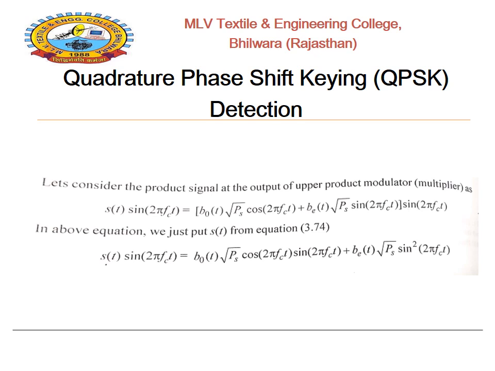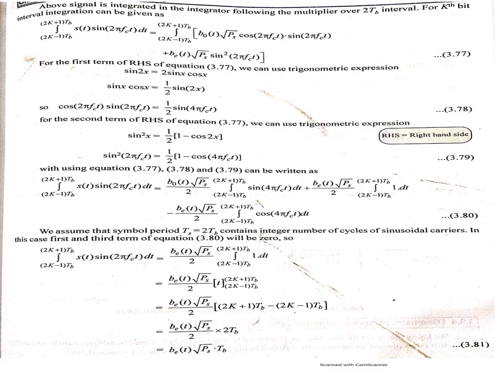Okay, so the sine component basically multiplies the two components. The first one is the BO of t, the odd part, and the second one is the BE of t, the even part. So simplify the above equation. Next, the above signal is given to the integrator, integrated over the time period of 2TB for the kth bit. They provide the odd part and the even part.